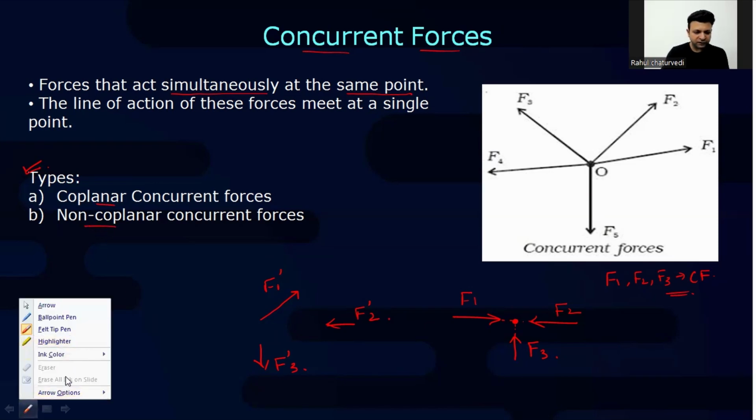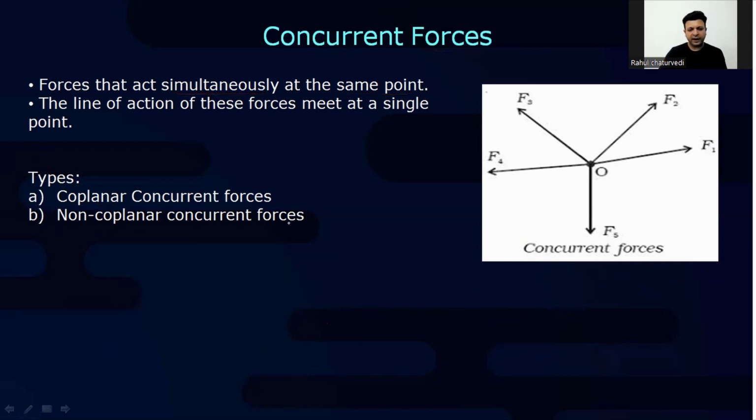For concurrent forces, we further divide them into coplanar concurrent forces and non-coplanar concurrent forces. So the condition is like this. If the concurrent forces are acting and their line of action passes through the same point, and all the forces are also in the same plane, so along with the condition of the line of action passing through the same point, there is one more condition that all the forces must be in the same plane, then you say that all the forces are coplanar concurrent forces.